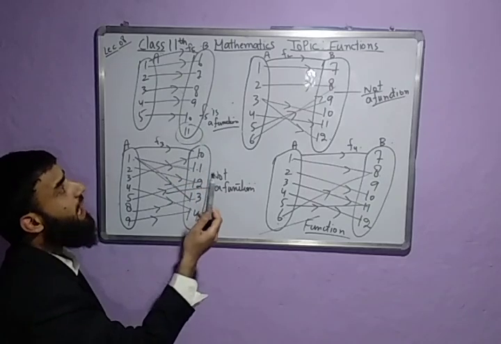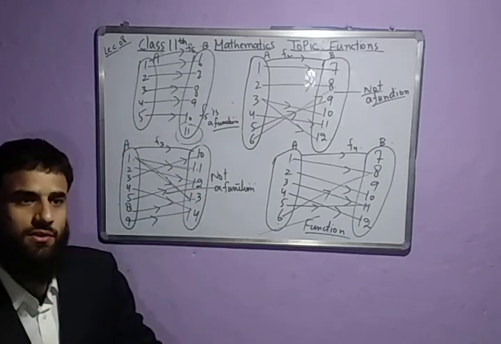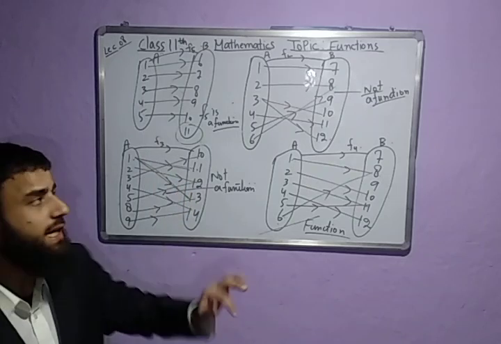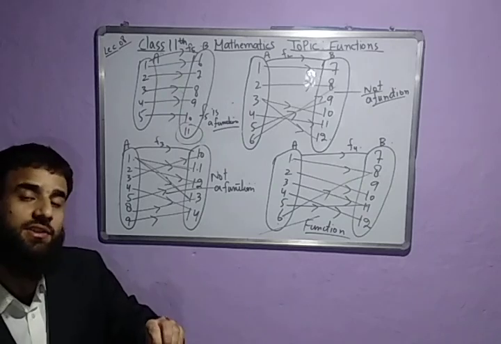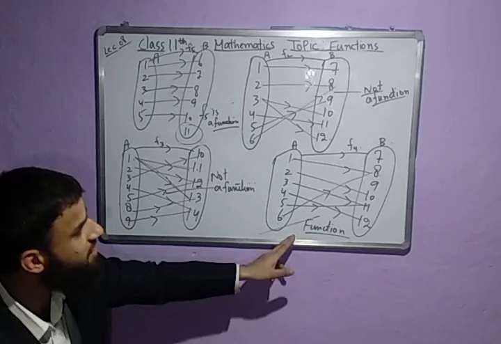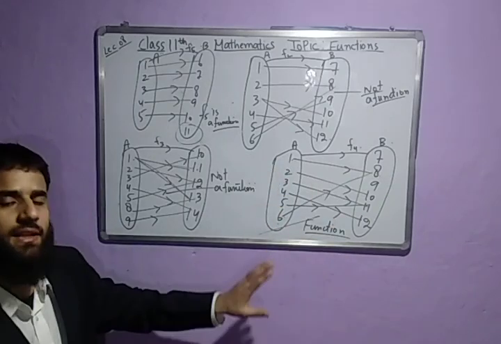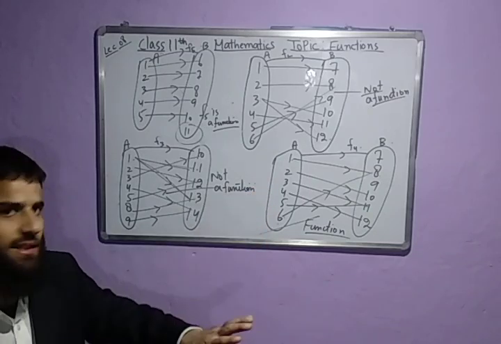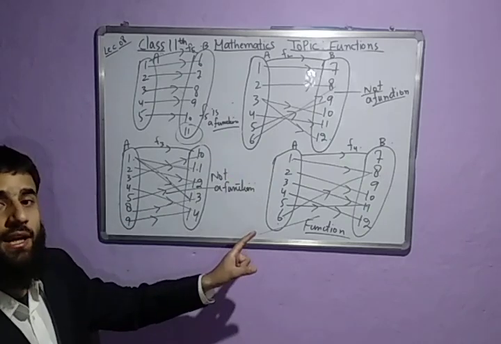My dear, I said only that there are two conditions for a relation to be a function. First condition is that each and every element of A should have an image, and second condition, that image should be unique. You can see here it is a function because each and every element of A has its image unique. And yes, two different elements can have the same image. That is a secondary thing. But I'm saying each and every element of A has a unique image.